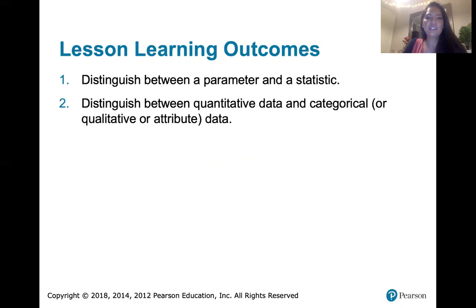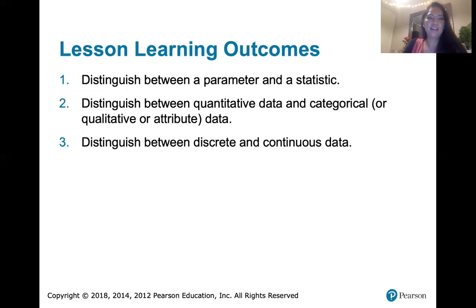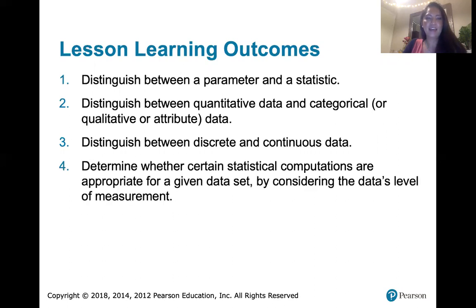Then we also want to distinguish between what are called quantitative data and categorical or qualitative data. And then within the quantitative data category, we want to distinguish between discrete data and continuous data. And then finally, we want to determine whether certain statistical computations are appropriate for a given data set. And that has to do with labeling that data set with its appropriate level of measurement.